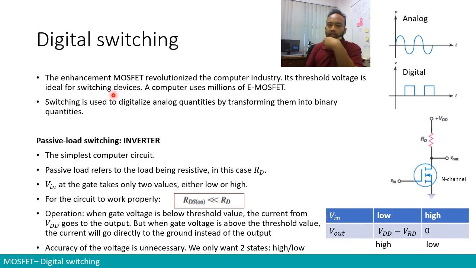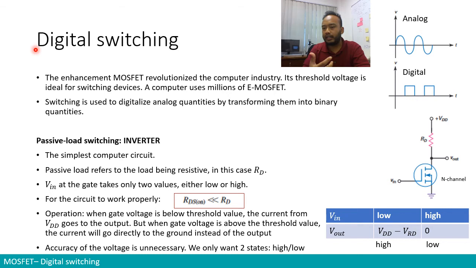Having looked at the basic operating principle of the MOSFET and its biasing in ohmic region, which is where we are going to mostly operate our MOSFET, now let's have a look at the most interesting part, which is the application of the MOSFET when it is biased in the ohmic region, which is digital switching.